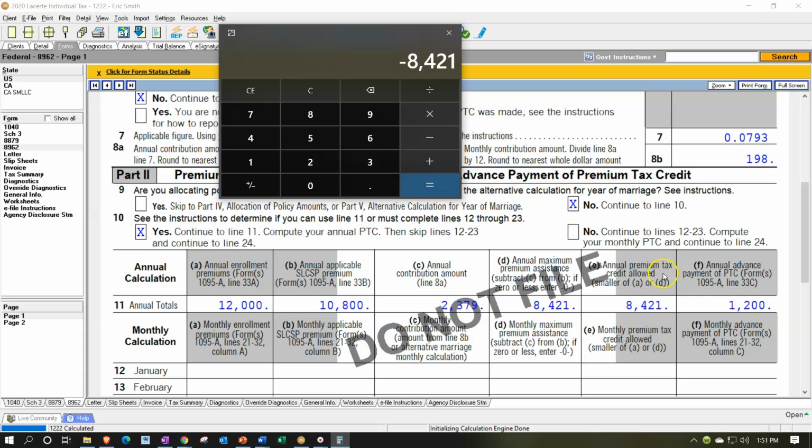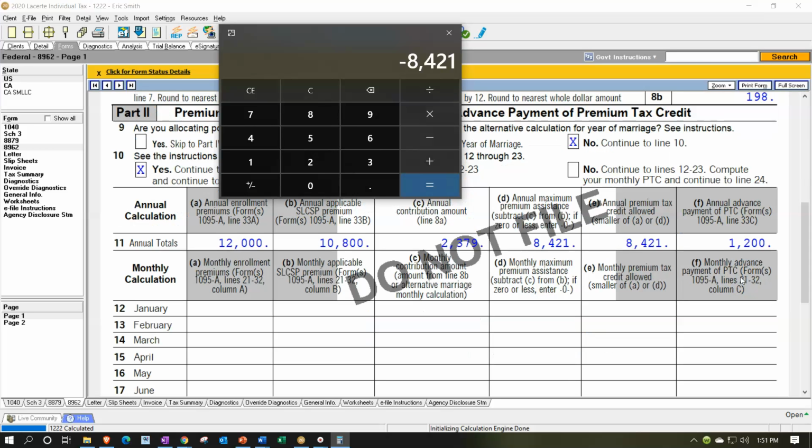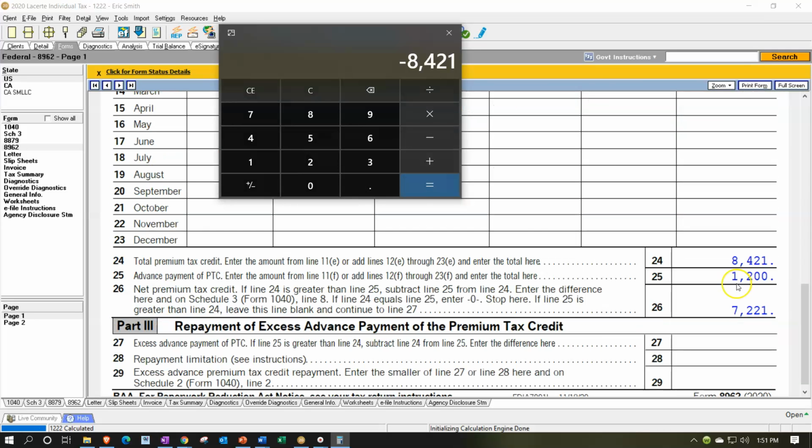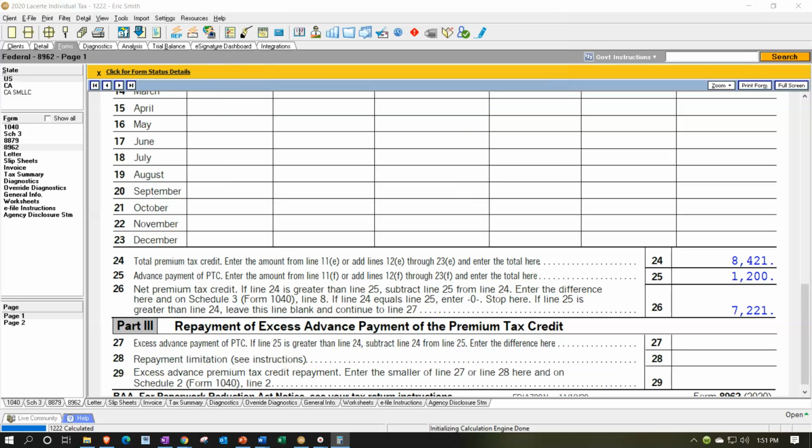And then we have the annual premium tax credit allowed being that 8421. The annual advance payment is going to be that 1,200, which was the 100 reduction in the premium over the 12 months that we took a look at. The difference between those two is the total benefit we should have gotten. Of course, we made up these numbers, but this is the premium credit we should have gotten, versus the amount we did get by reducing the premium over the year. The difference between the two, 7,221, is what would flow forward to schedule three.